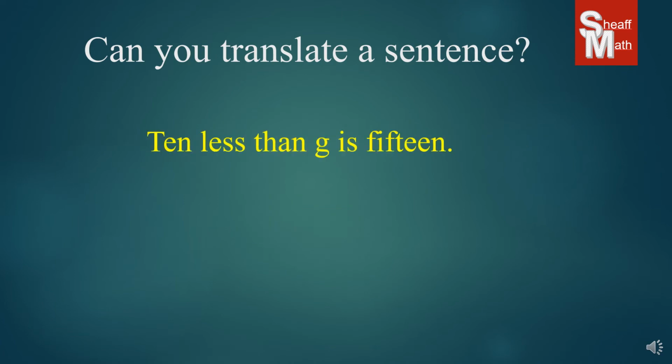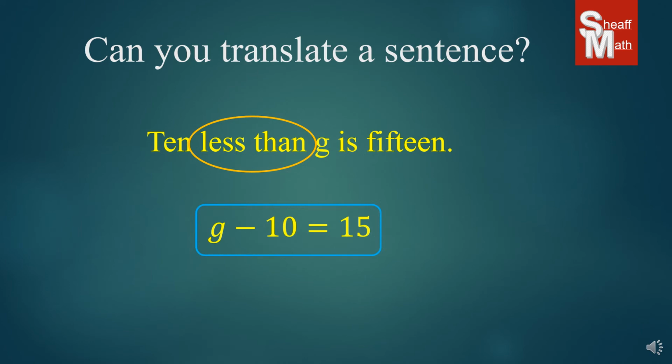All right, 10 less than g is 15. Now, the "less than" is always the one that tricks students and they get the problem wrong, because we know it means minus, but 10 is not out in front. 10 is going to be subtracted from whatever it's following. Since g is following it, it's going to be g minus 10 equals 15. Putting 10 minus g is not correct. It's a completely different equation. So 10 less than g is going to be minus 10 after that g.